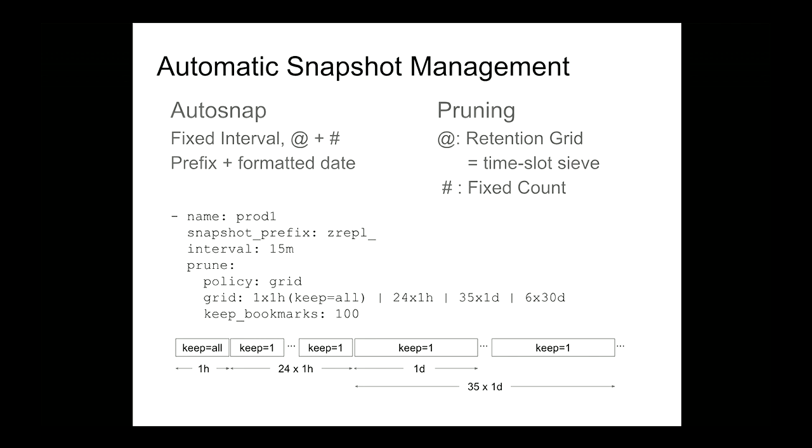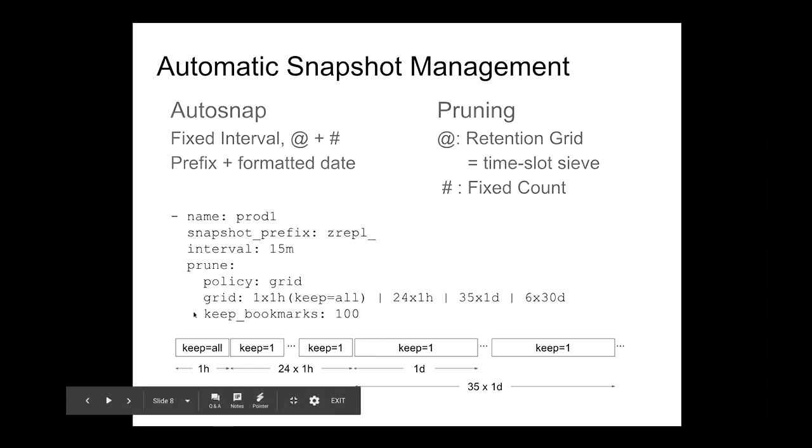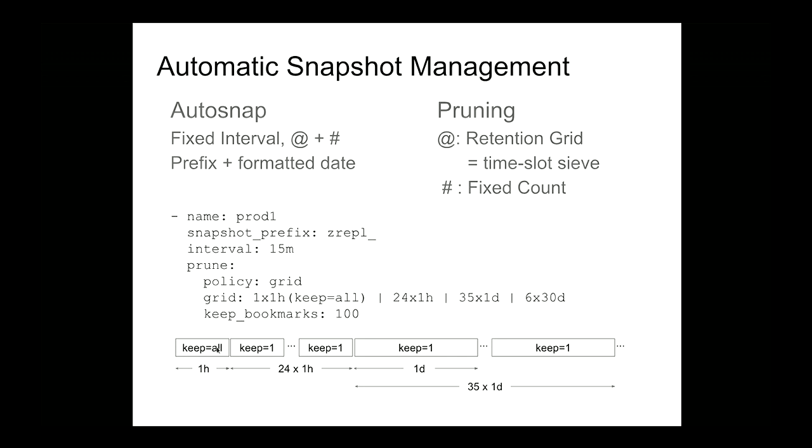And when performing the pruning, zrepl takes this kind of time slot sieve, so all these time intervals, and sorts the snapshots in, where they are sorted by their creation time. And then it ensures that only the specified count of snapshots is actually in that time interval. So it will delete superfluous snapshots in these time intervals. And by having longer and longer intervals with lower keep counts in the more distant past, you basically can implement a grandfathering scheme. If you don't care about that at all, then it's very simple to just specify a long time interval and just say keep equals all, and zrepl will keep everything. But many people want these grandfathering schemes.